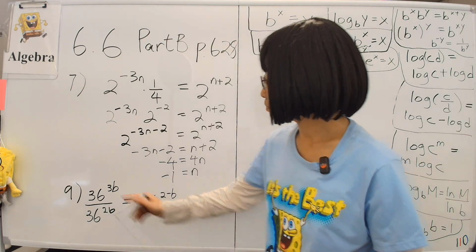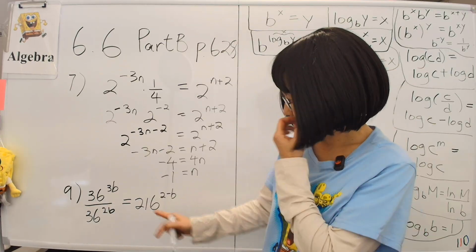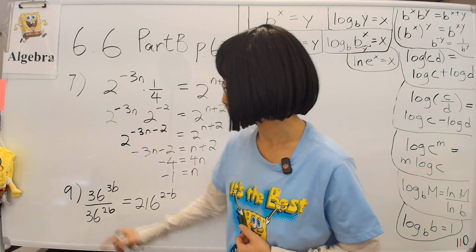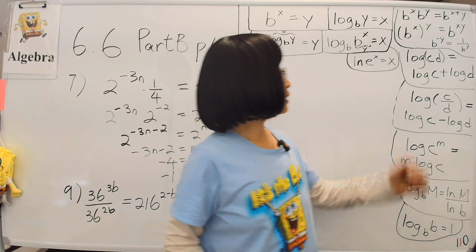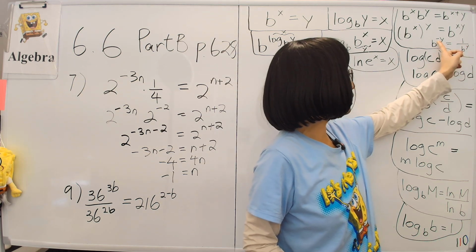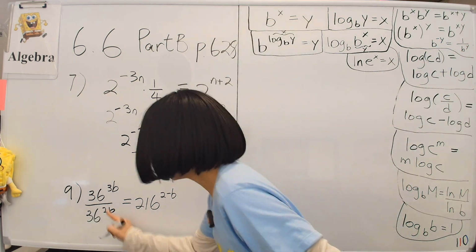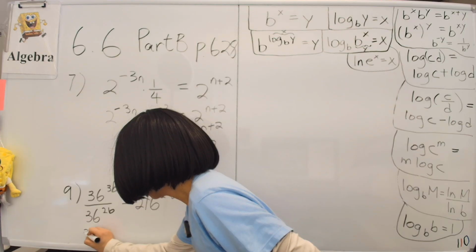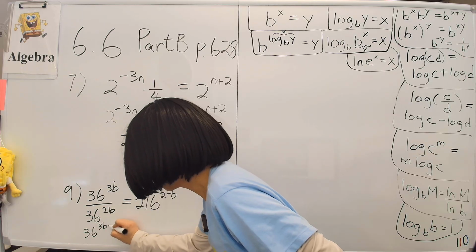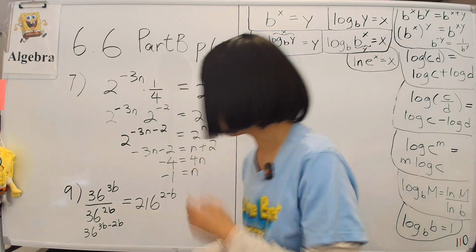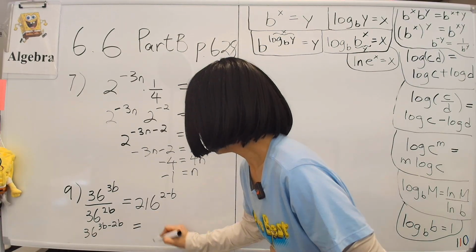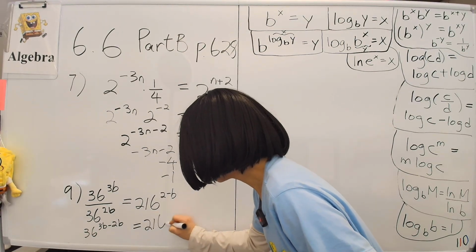Next, let's do problem 9. In problem 9, we start out with these fairly big numbers. That's even bigger. But luckily, these two are the same number. When the base is the same, remember, anything under the division line is the same as having a negative exponent. So this side is the same as 36 to the power 3b minus 2b, because the 2b is negative if you move it back to the top. And we'll write this down as is: 16 to the power 2 minus b.